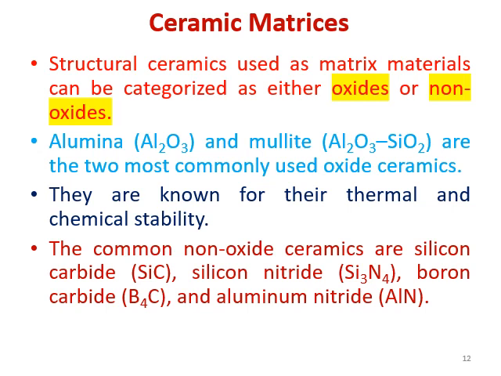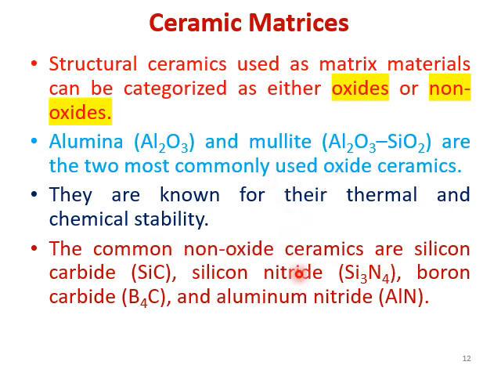Now there are different kinds of ceramic matrices. Ceramic matrices can be either in the form of oxides or non-oxides. Structural ceramics used as matrix materials can be categorized as either oxides or non-oxides. So alumina and mullite are two commonly used oxide ceramics. They are known for their thermal stability and chemical stability, right?